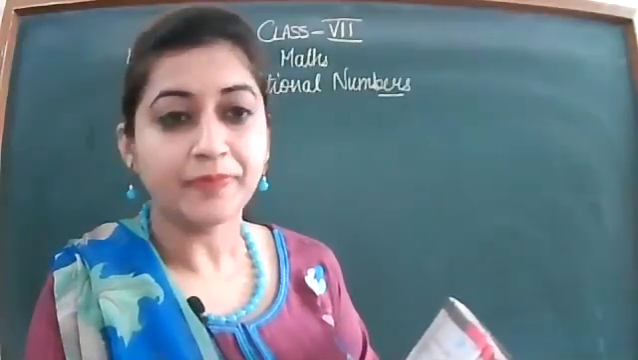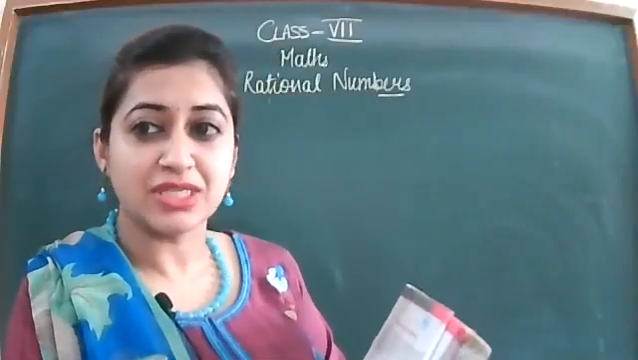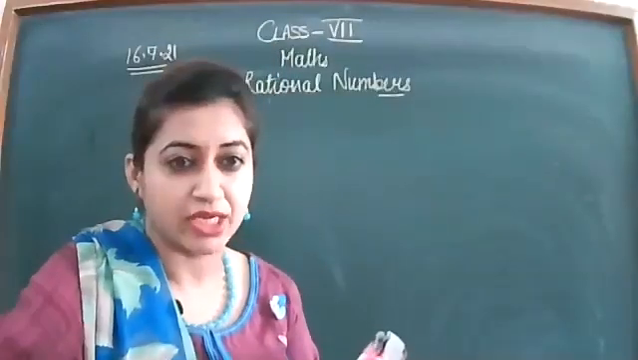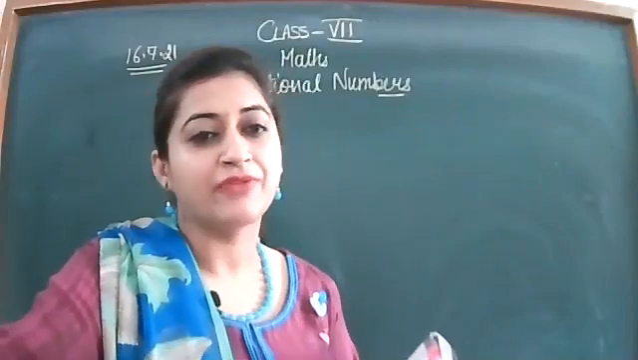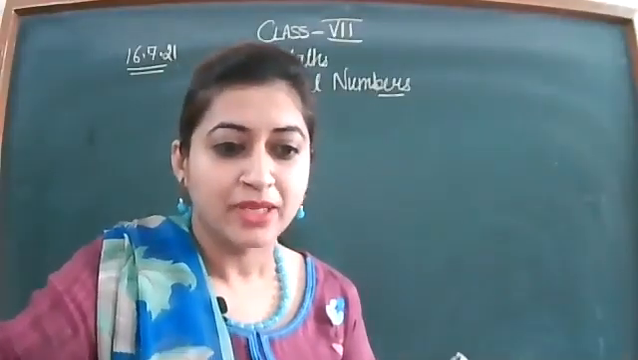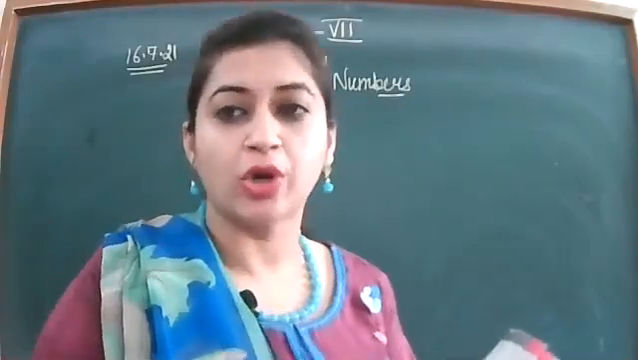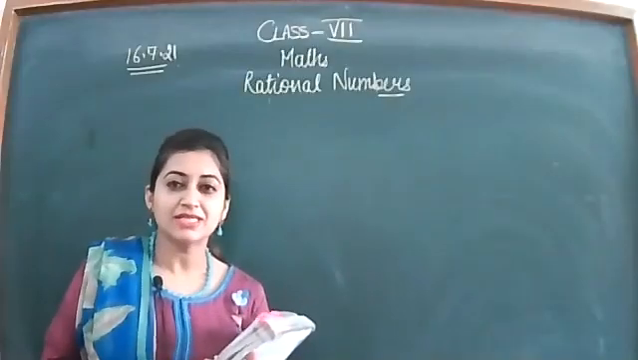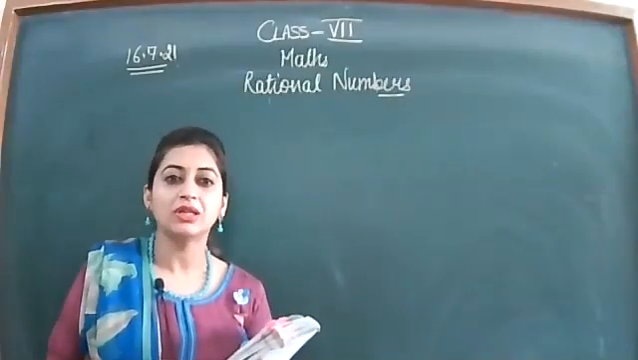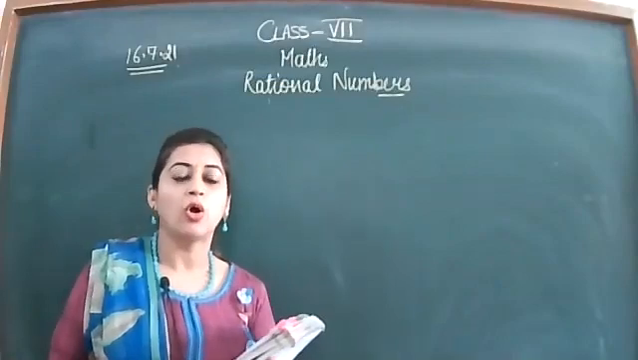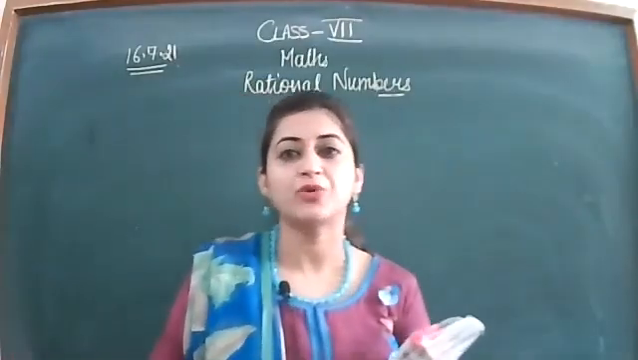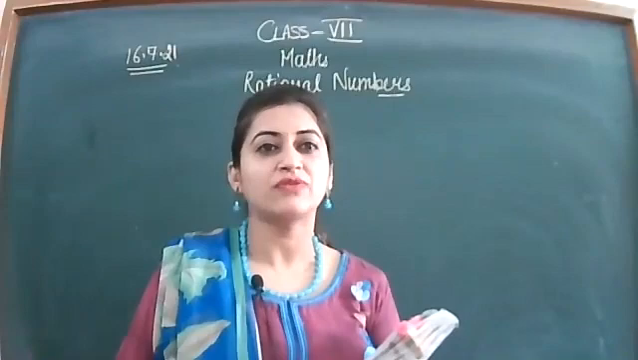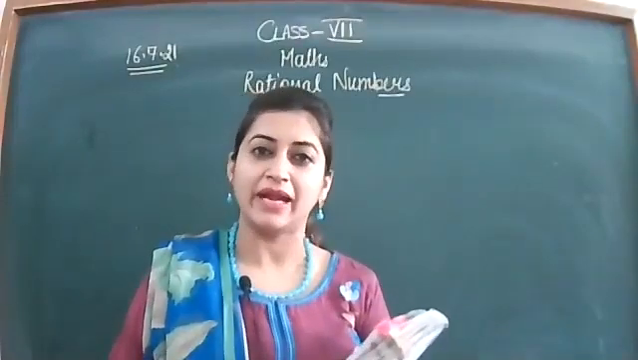Got it? And what are fractions? Fractions are the numbers which are again of the form p by q, where p and q are whole numbers and the denominator should not be 0. So one difference is there. In case of fractions, all the fractions are positive only. But in case of rational numbers, they can be positive and negative.